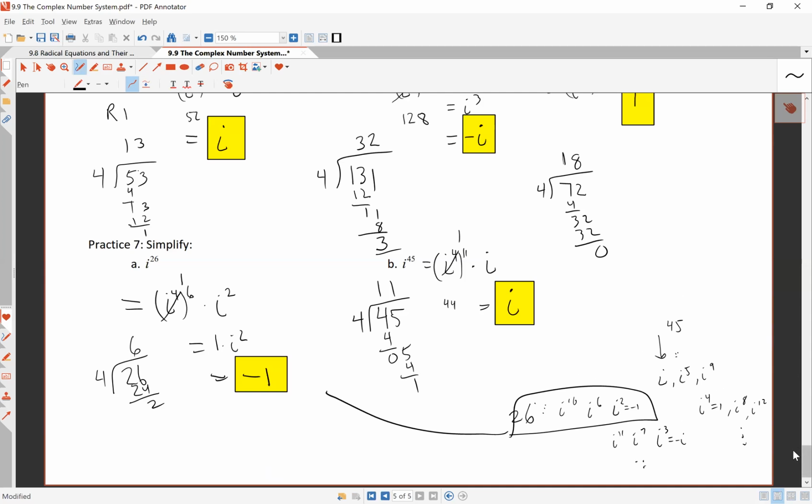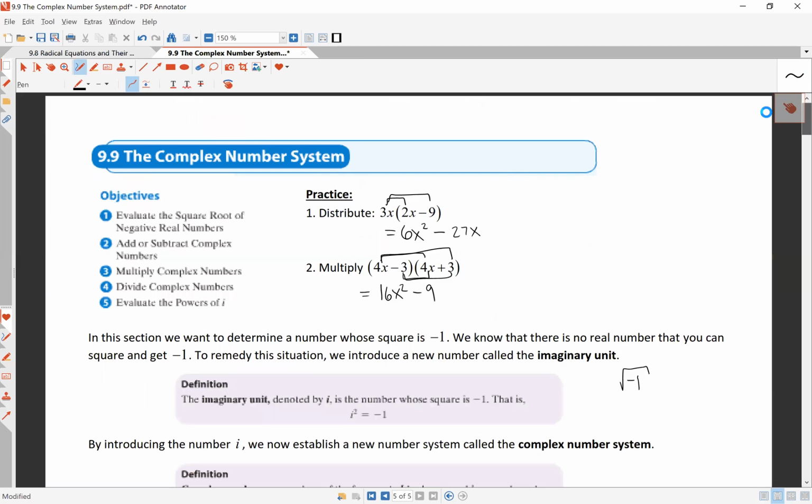And this concludes the video for section 9.9, the complex number system. Objective 5, evaluate the powers of i.